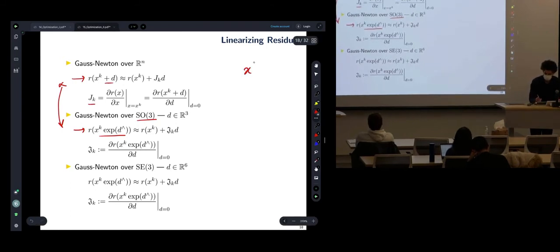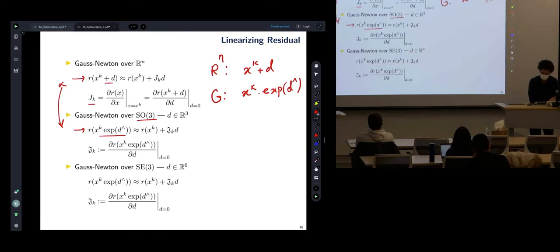So x_k plus d, this is for R^n. For any Lie group, whether SO3 or SE3, we'll have x_k times the exponential of d. We don't add, we multiply. Now, why the exponential of d? Why not some delta x matrix? Why not?